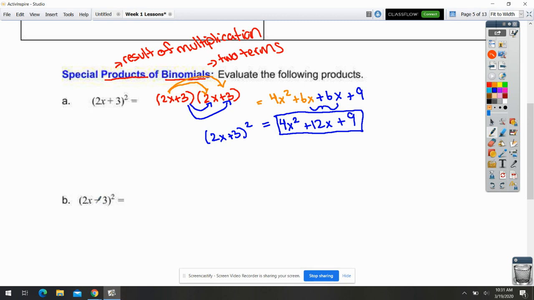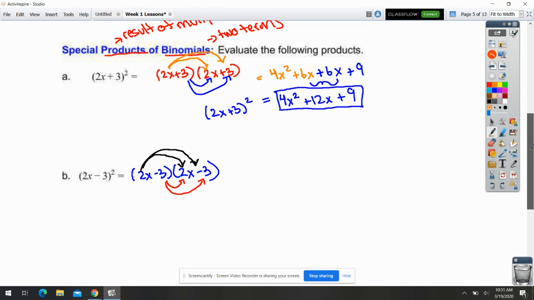So here we're taking 2x minus 3 and we're squaring it. Okay? So that means, similar to the first example, it's going to be 2x minus 3 times 2x minus 3. The exponent of 2 means you're multiplying the same thing twice. So we're going to use the distributive property. We're doing 2x times 2x and 2x times negative 3. Then we're taking the negative 3 and multiplying by the 2x and by the negative 3.